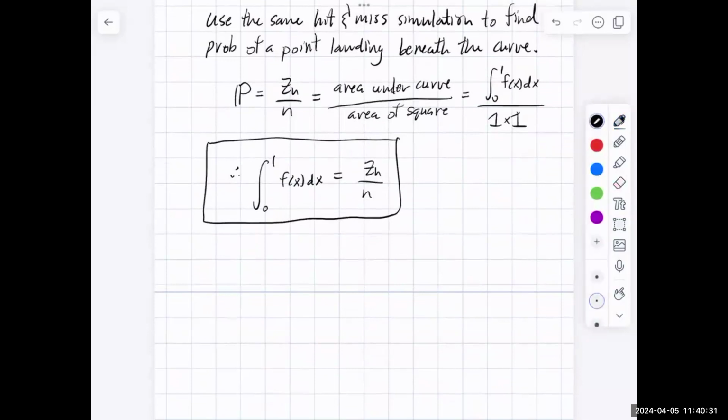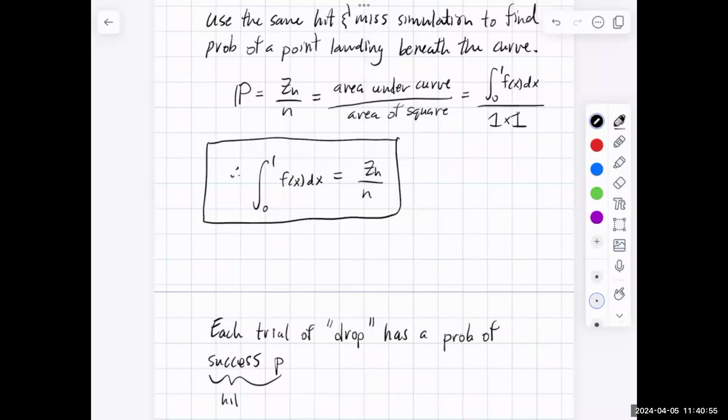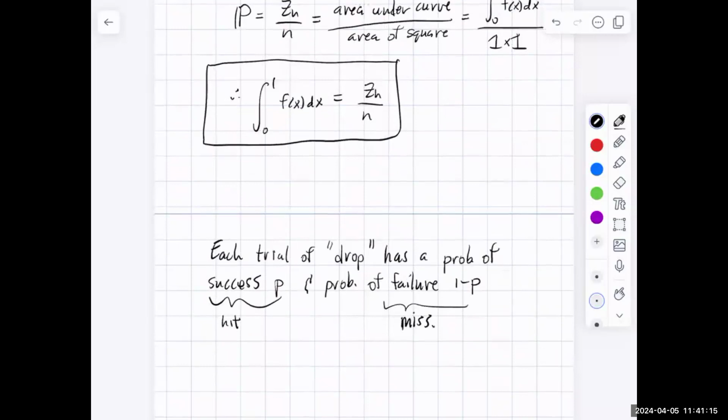Okay, here we go. So each trial, or let's say each point that we drop onto our plot, has a probability of success P, which corresponds to a hit, and a probability of failure of 1 minus P. And so this is a miss. And so that is the exact language that we used for the binomial distribution.